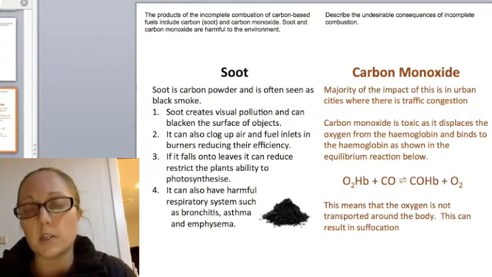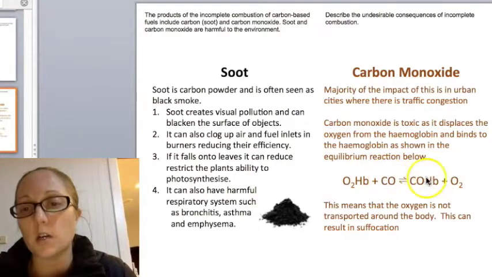So hemoglobin is a really important element in the body, and it binds to the oxygen and transports the oxygen around the body. If we have carbon monoxide, it displaces the oxygen. So we can see here the oxygen is bound to the hemoglobin. In the presence of carbon monoxide, it will bind to the hemoglobin and release the oxygen. This means that the oxygen is not free to be transported around the body.